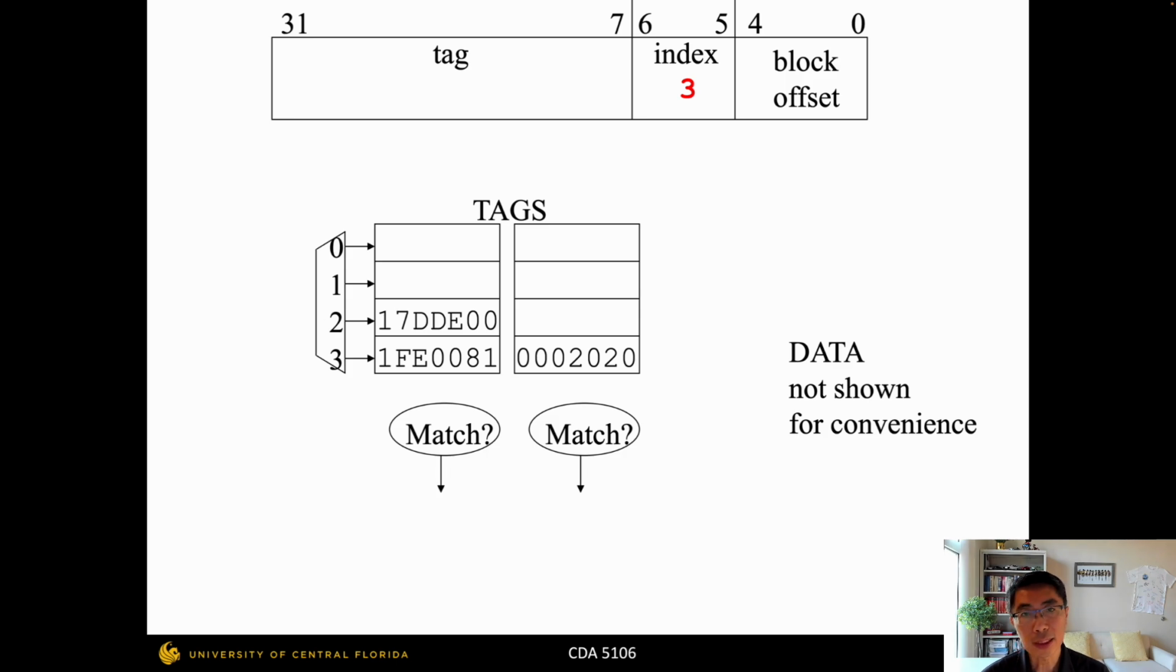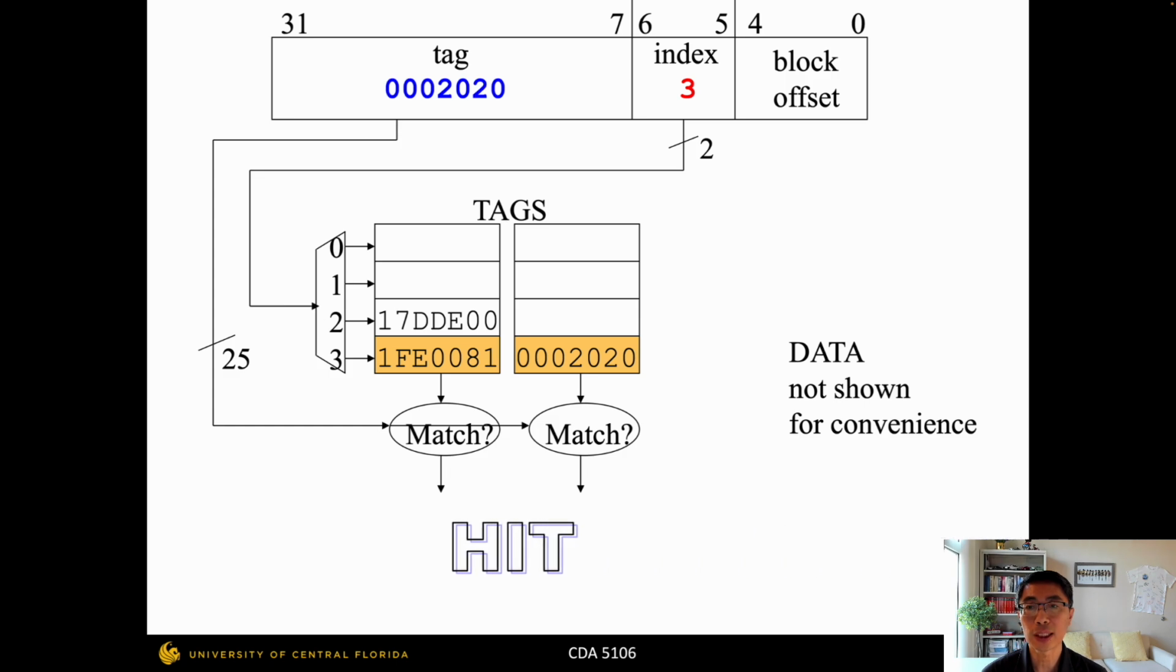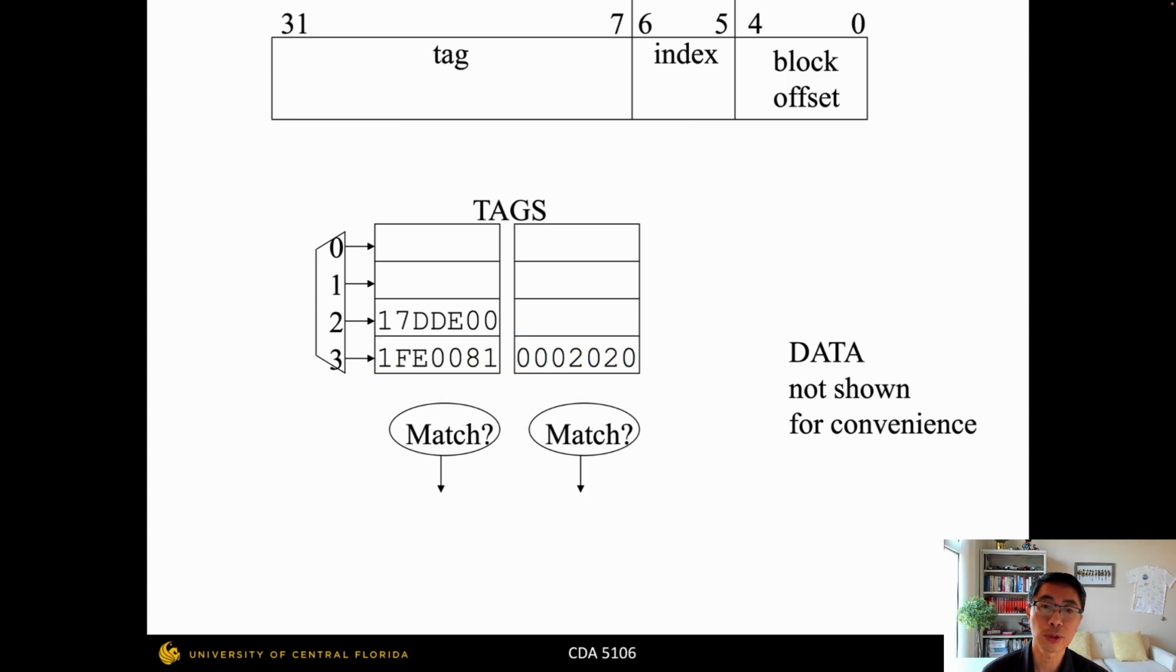Our next access is to index 3, so we read both tags, and the tag is 0002020. By comparing them, we find that there is a match, but this time the cache hit is on the second way, which is going to be the block that will be read.